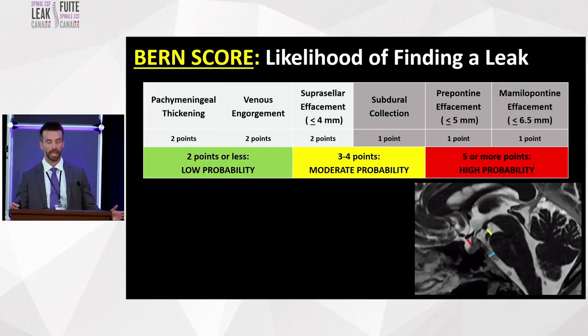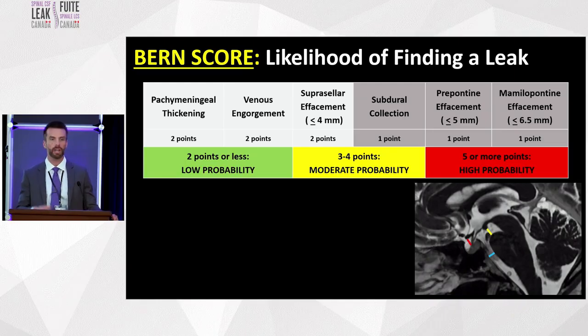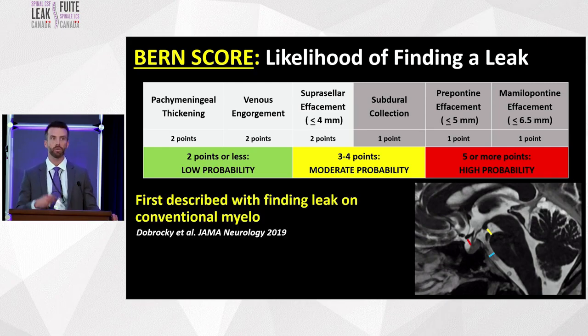Now, we can't talk about an MRI of the brain without mentioning this Bern score. I think it receives a lot of attention, and both patients and providers have a lot of questions about it. This is a probabilistic scoring system that helps us determine the likelihood that I will find a leak if I do a myelogram. There are 3 major criteria and 3 minor criteria as outlined here. You look for them, these are all things we've talked about, and then you add them together and you assign this probability, right?